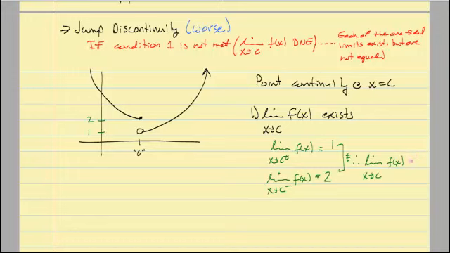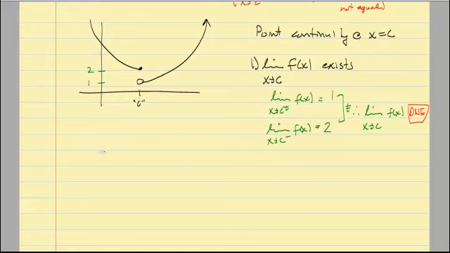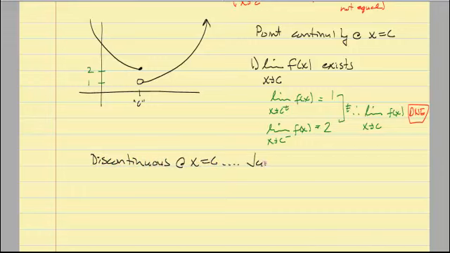And because it does not exist, I don't have to go any further. I know that I cannot have point continuity there. So this is discontinuous at x equals c, and it's discontinuous because it has a jump discontinuity. You can see by tracing the graph you'd have to jump from 1 to 2 to draw this graph, so that's why it's called a jump discontinuity.